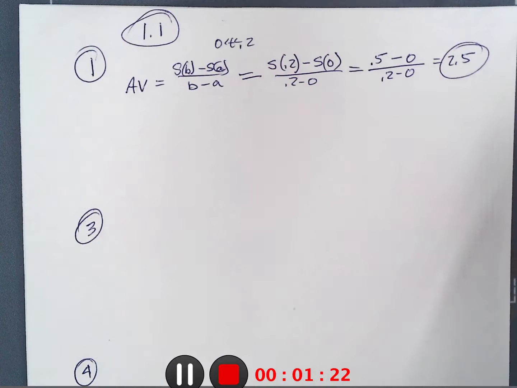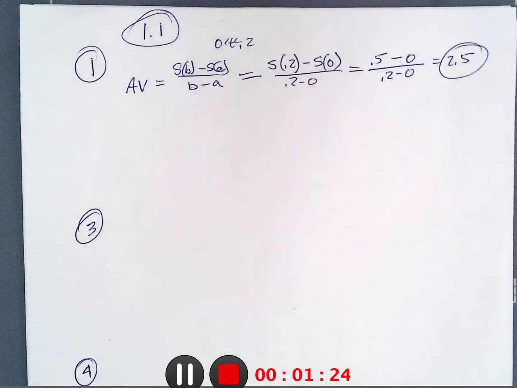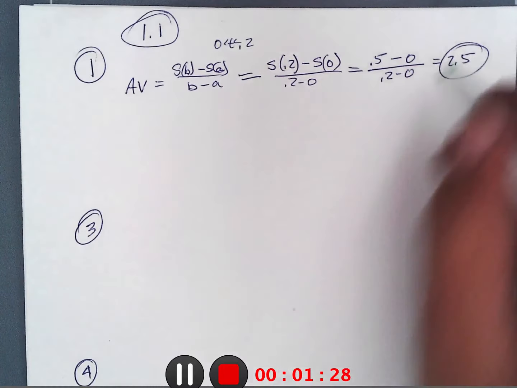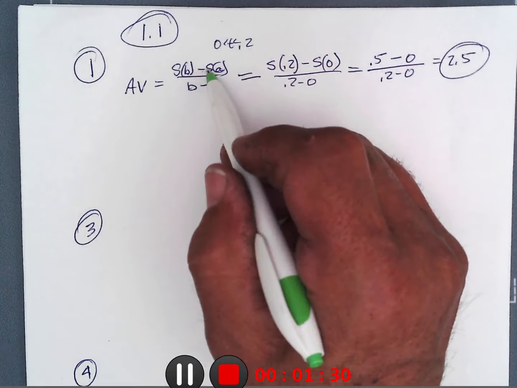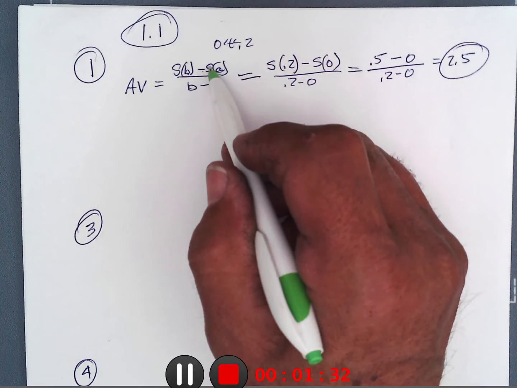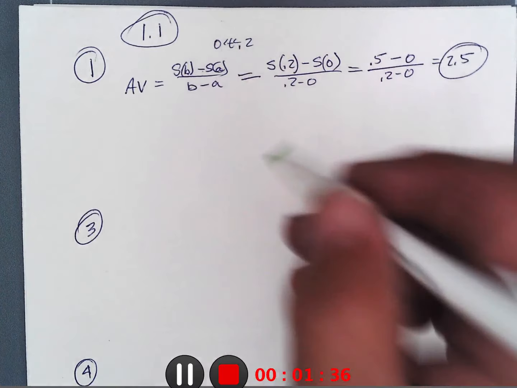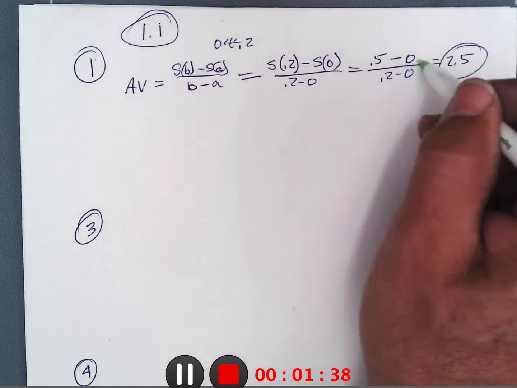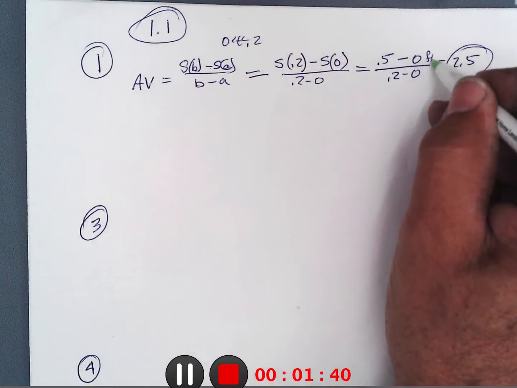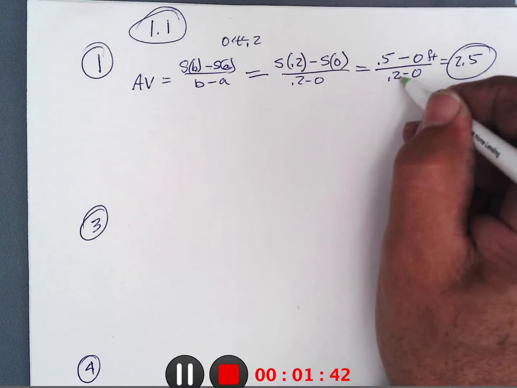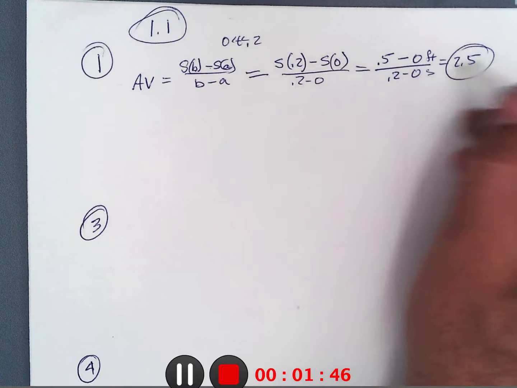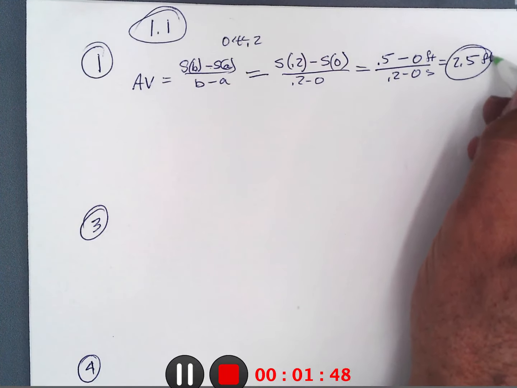And then it says we need to have units. Well, the distance, if you read the directions, given in the table is in feet. So this is the change in feet, and this is the change in time. And the time was in seconds, it says in the table. So this is feet per second. And you'll get the right answer there.